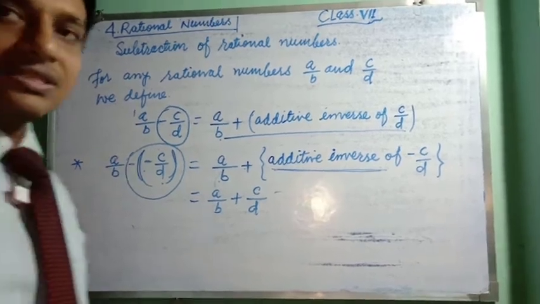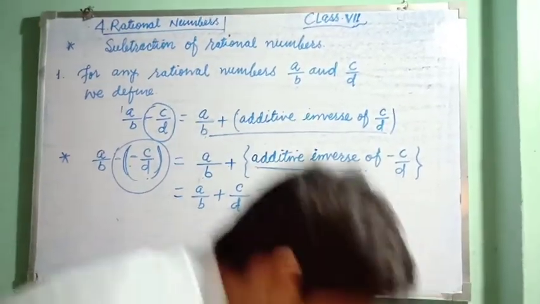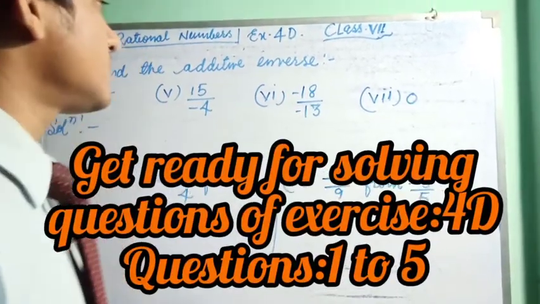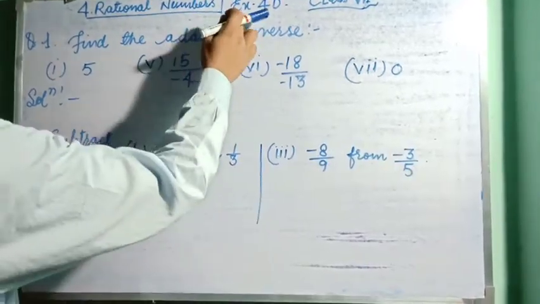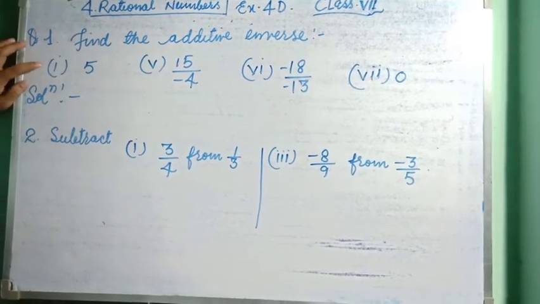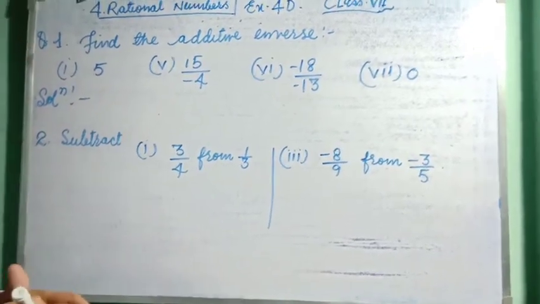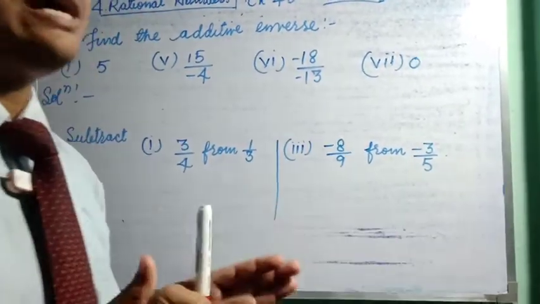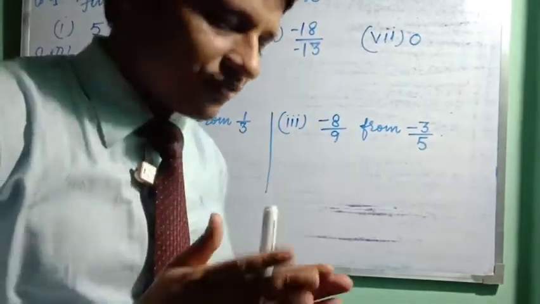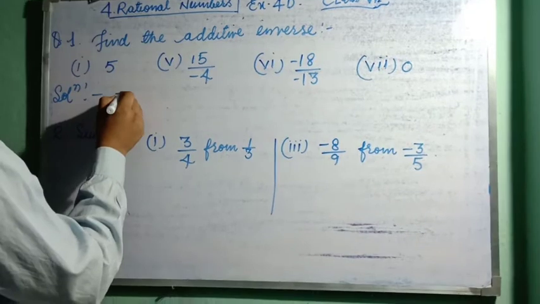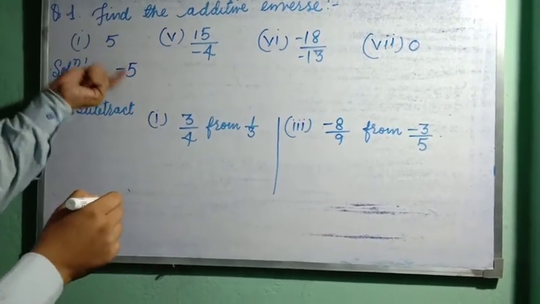Okay, now friends, we will see the questions related to the previous points. Here, exercise 4D, question number 1: find the additive inverse. First, the additive inverse of 5. First thing, how to find the additive inverse: in order to find the additive inverse of any given number, we have to multiply a negative sign with that number. Here is 5, now multiply the negative sign, this becomes minus 5. So this is the additive inverse of plus 5.